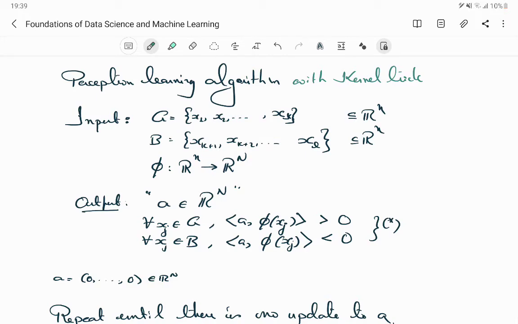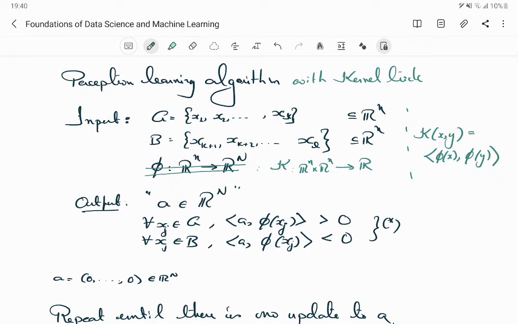The input is again the good points x1 to xk and the bad points xk plus 1 to xl. So there are L points if you count g and b together. And you won't be given this embedding function phi. Instead, what you will be given is this kernel k, which is a function from Rn cross Rn to the real numbers R, right? And what is the assumption? The implicit assumption is that k of x comma y should be the inner product of phi x and phi y, but this is all hidden, right?